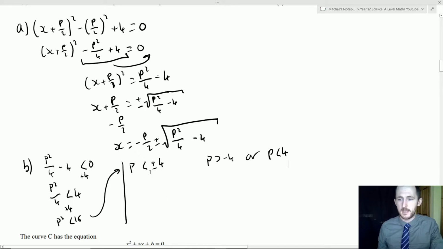Now, the way I did this was a bit interesting. We'll go through that in a bit, when we do sketching. But you can tell which side the inequality is going to take by what the graph would look like.